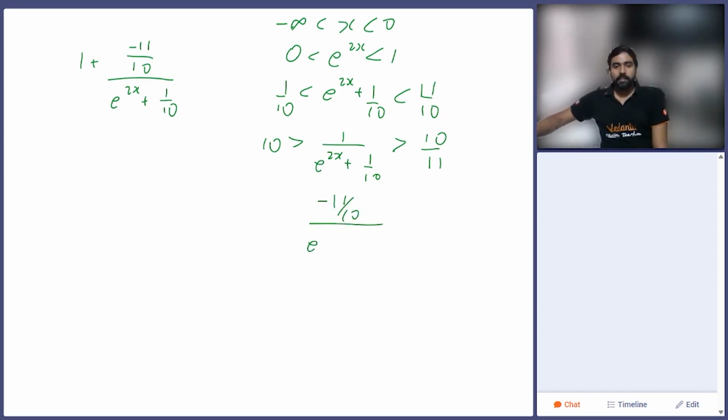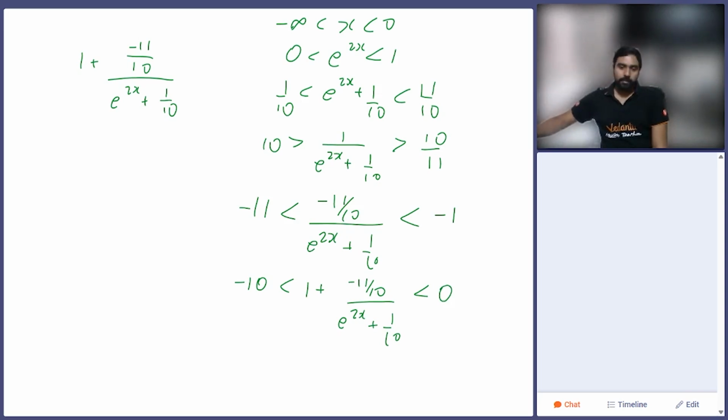So (-11/10) divided by (e^(2x) + 1/10) will lie between minus 1 and, over here, minus 11. Yeah, so this is the expression that I will get. Now, minus 11/10 upon (e^(2x) + 1/10) is lying in this interval, and then we are adding a plus 1. So let's add that 1. I will get minus 10 on one side, and over here I will get a 0. So this lies between minus 10 and 0.